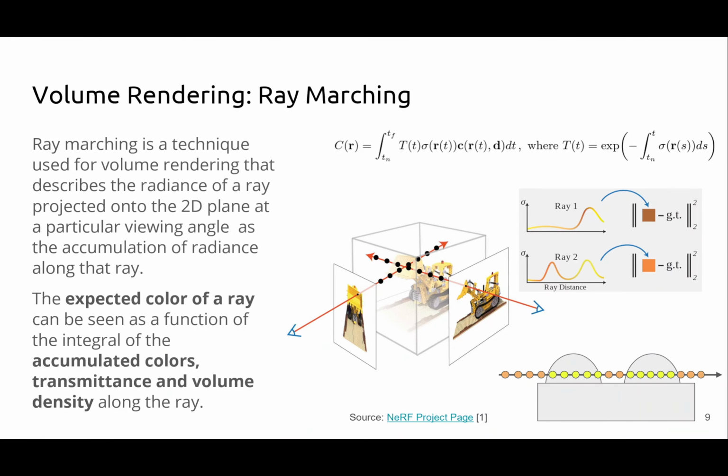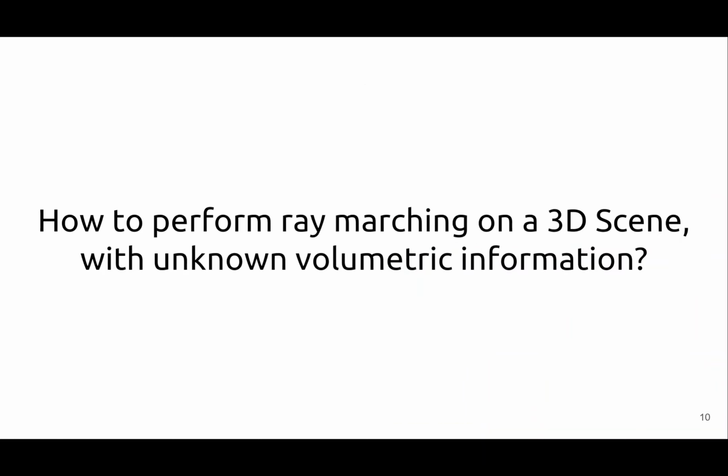One technique to perform volume rendering is known as ray marching, which is used in computer graphics. Basically, given a specific viewpoint of a 3D scene, we project rays onto the scene, and we sample along those rays, accumulating color, transmittance, and volume density. Then the value of the pixel of the 2D projection is a function of the integral of those three parameters.